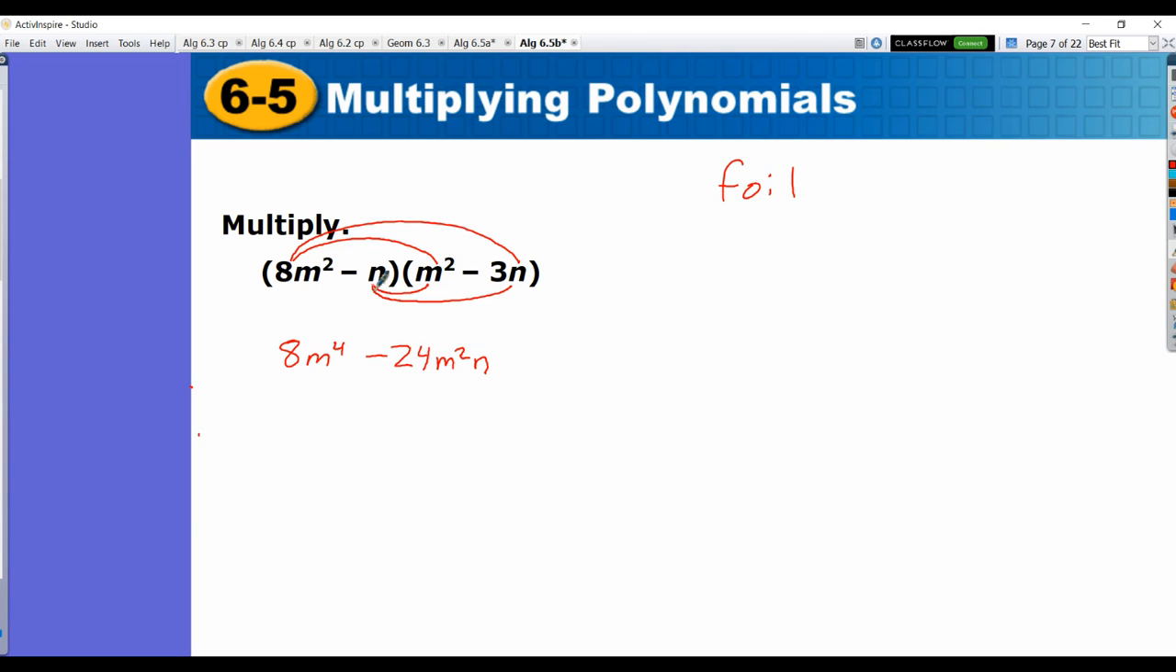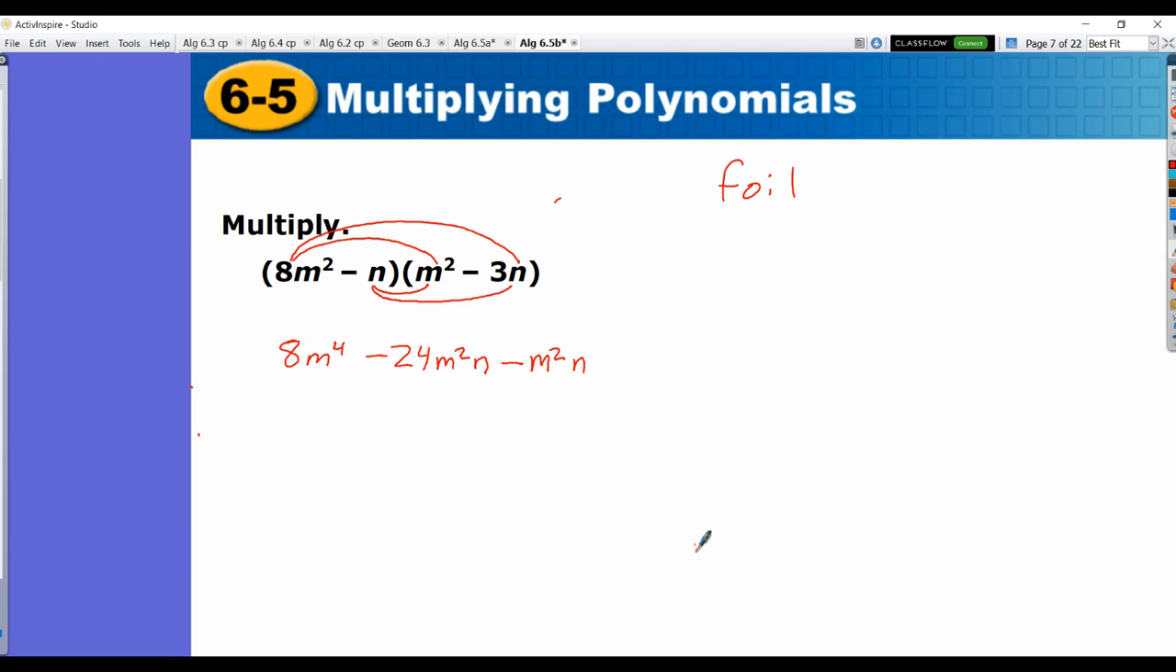Let's take a look at I, the inside terms. We have negative n times m^2. To keep it in alphabetical order as we're lining these up, I'm going to write my m^2 first. So I have m^2 times negative n. I have nothing to multiply the m^2 with over there, but it is a positive times a negative, so that's going to be negative m^2. And then the n has nothing to multiply with over here, so that's just going to stay an n.